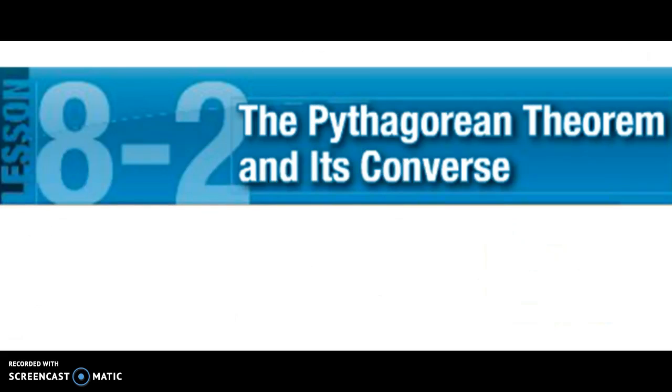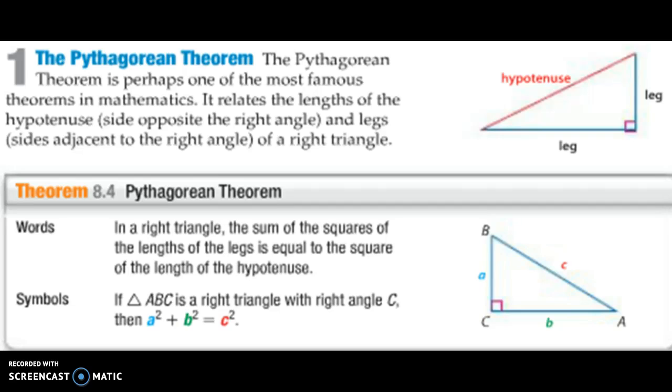Today we're going to be talking about the Pythagorean theorem and its converse. Now the Pythagorean theorem is something that we looked at back in algebra, and what it said is if we have a right triangle, each right triangle has two legs, just like we have two legs, and a right angle that's in between those two. Now, across from that right angle is the side called the hypotenuse.